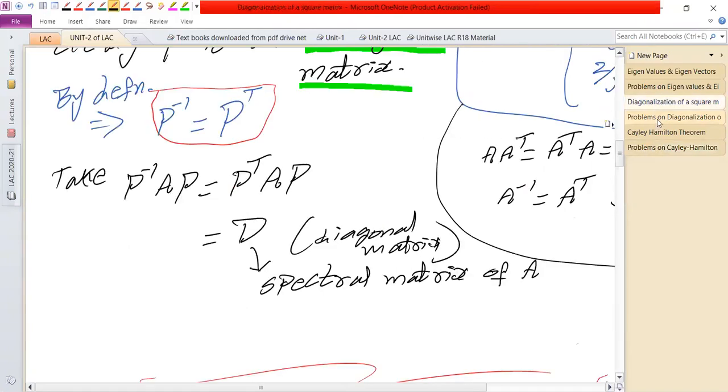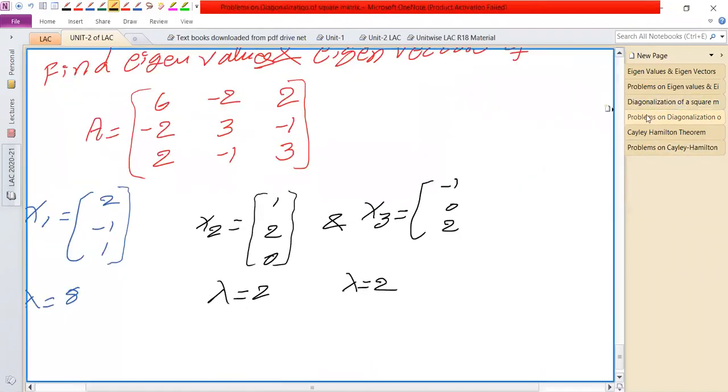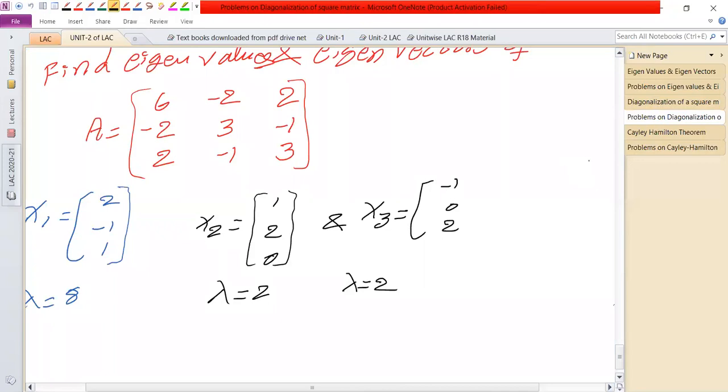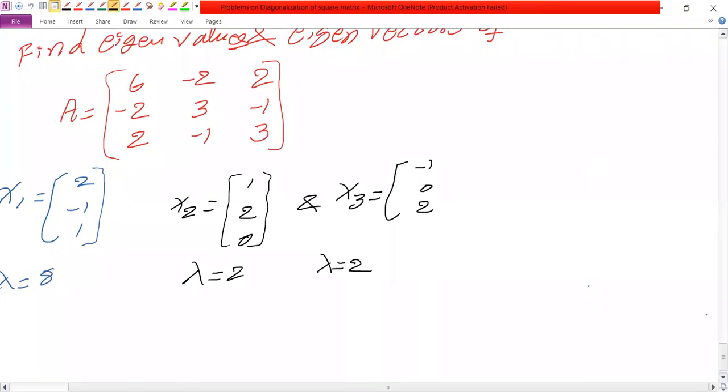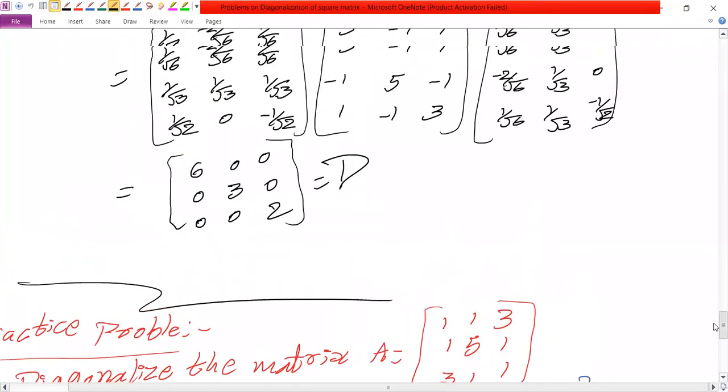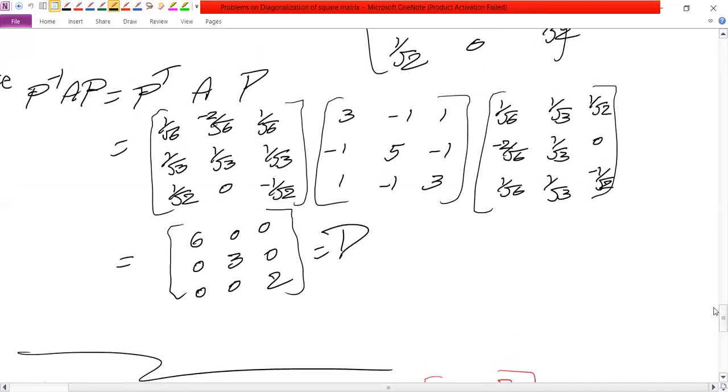Diagonalization. Okay, I'll take a problem on diagonalization. What we did here is P inverse AP equals P transpose AP. You have written P inverse and A and also P. But in place of these, now you have to write P and D power 4 and P inverse.